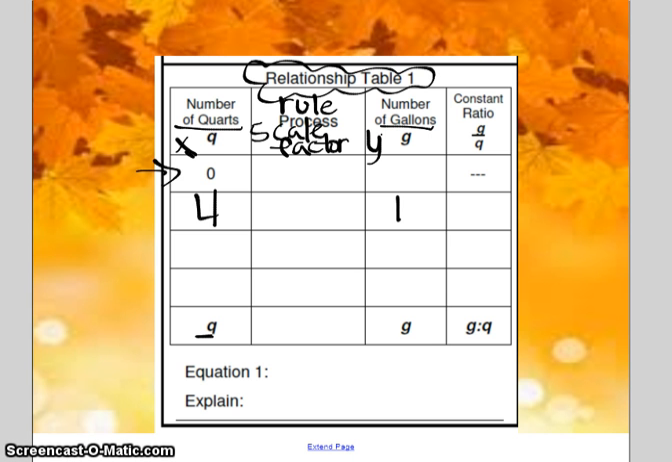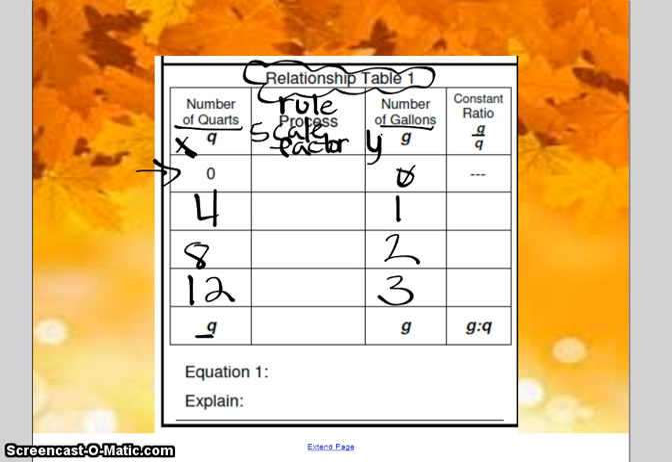Notice how I had a 0 here. This is saying that if I have 0 quarts, how many gallons am I going to have? Well, if I have 0 quarts, I'm going to have 0 gallons. If I have 4 quarts, I'm going to have 1 gallon. If I have 8 quarts, I'm going to have 2 gallons. And if I have 12 quarts, I'm going to have 3 gallons. So there's my ratio table.